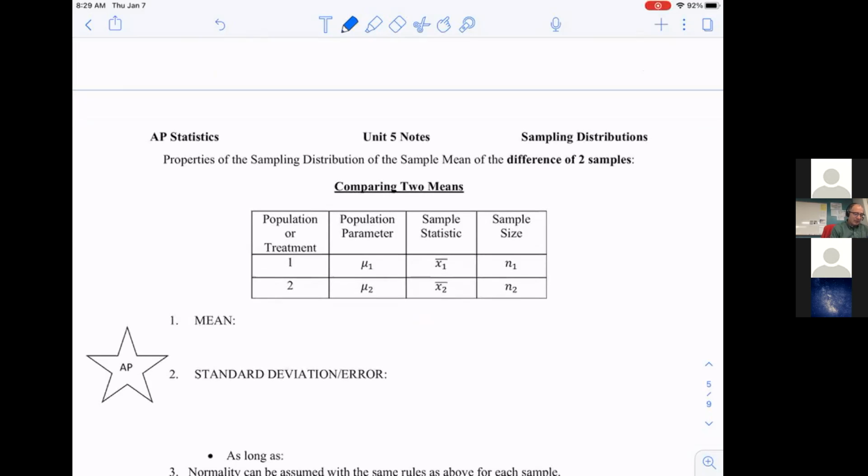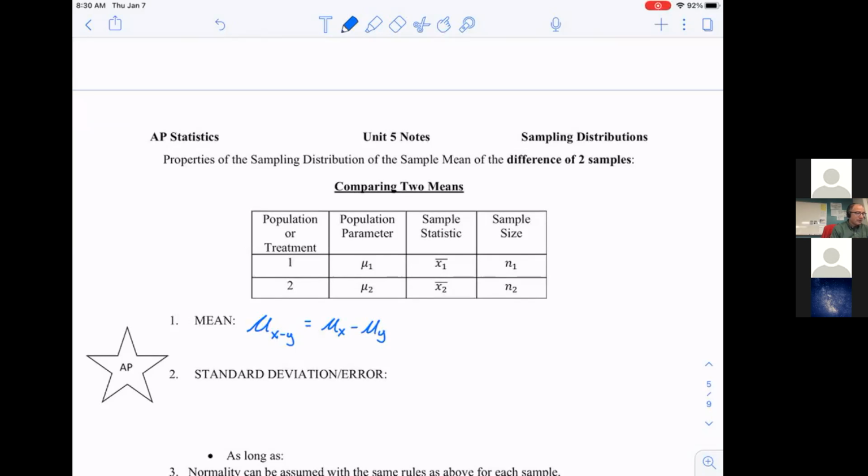Now what we have to pay attention to is that I'm going to have X bar 1 and X bar 2. So I'm going to have two sample statistics, and a sample size 1 and a sample size 2. So this requires a little bit more notation. Anyway, the mean of X minus Y is going to equal the mean of X minus the mean of Y. And typically I'm going to expect that to be 0.